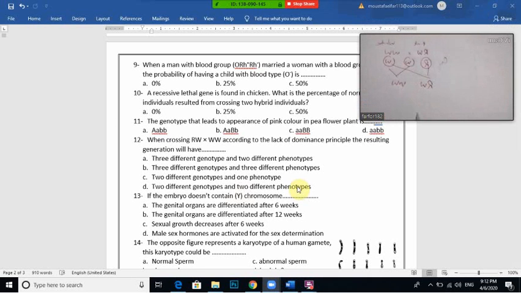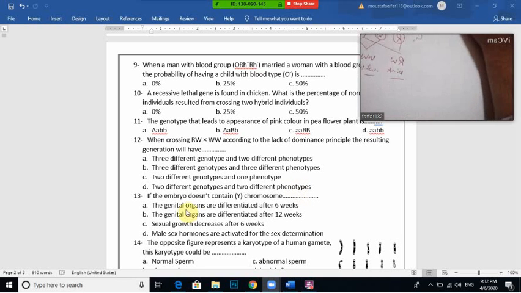So here are two genotypes, RW and WW, and two phenotypes, white and pink. So the answer will be two different genotypes and two different phenotypes.